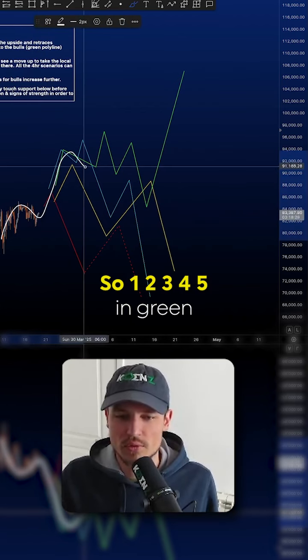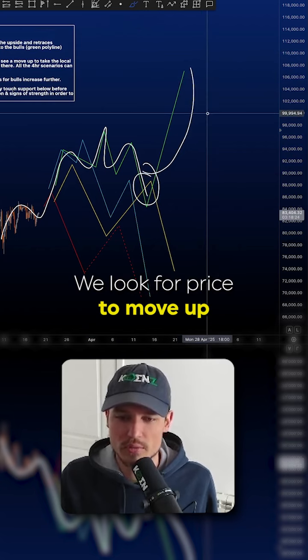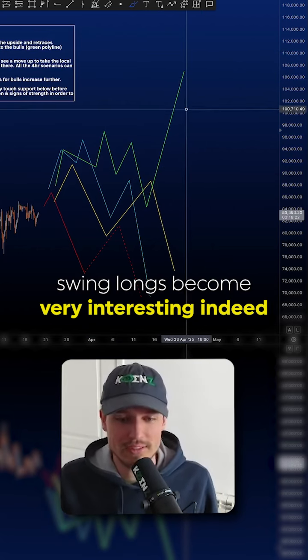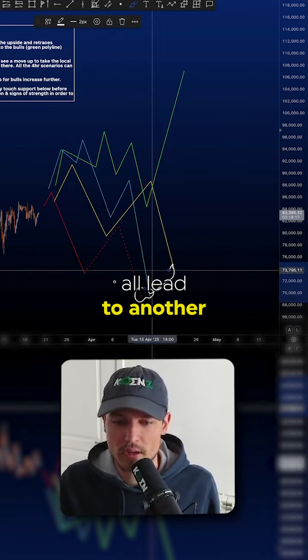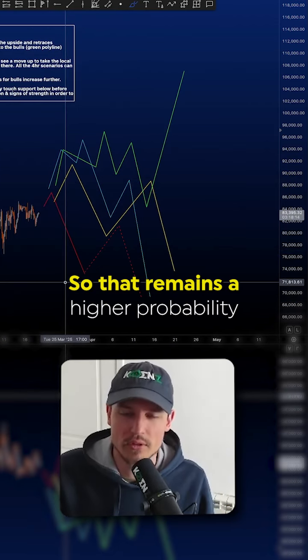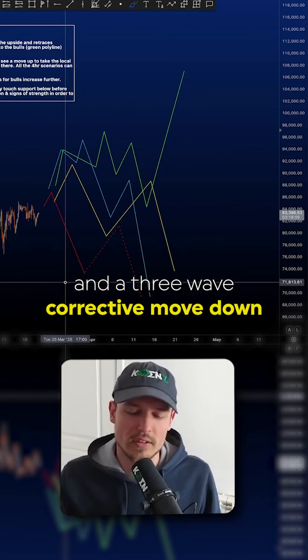So 1, 2, 3, 4, 5 in green, corrective move down, cool. Interesting. We look for price to move up, swing longs become very interesting indeed. But you can also see that red, yellow, and blue all lead to another low below this low. So that remains a higher probability unless we get a 5-wave up and a 3-wave corrective move down, which we will cover.